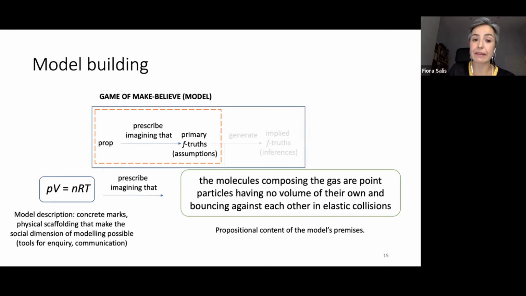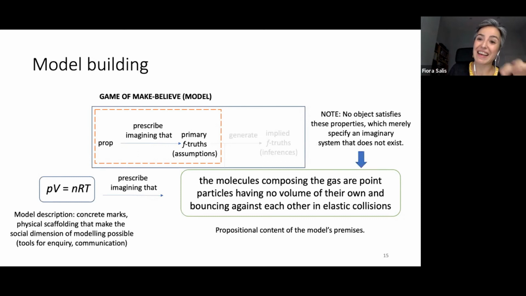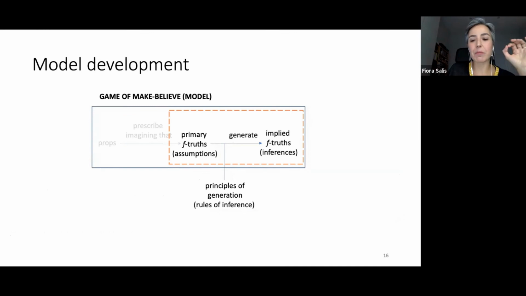Note again, I always emphasize this, that no object satisfies these properties, which merely specify an imaginary system. We've said this before a couple of times already. Okay, then we have the model development. How does this work on this framework?